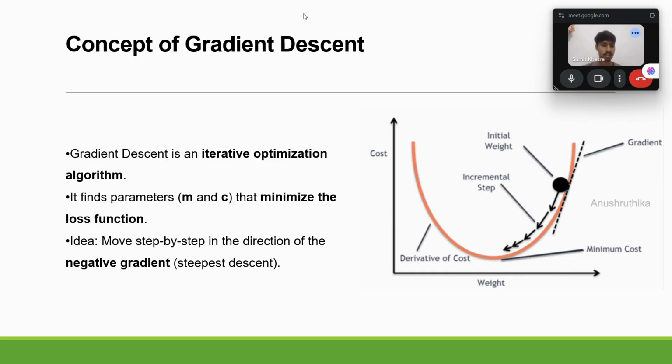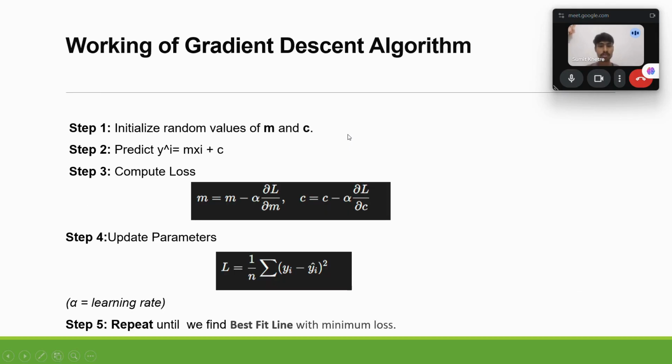is steepest descent. In the diagram I have shown a graph where on the x-axis there is the weight, on the y-axis there is the cost, and the gradient is just moving towards the steepest descent direction with incremental steps from the initial weight. Now we will see the working of the gradient descent algorithm.